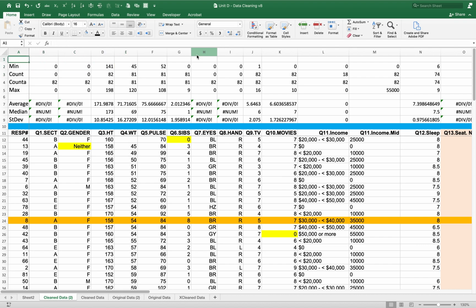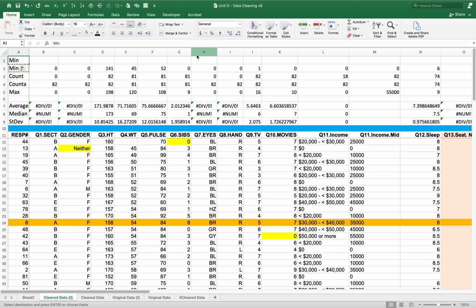What happened to my max function here? I'm sorry. Let's just do that. Not sure what happened there.